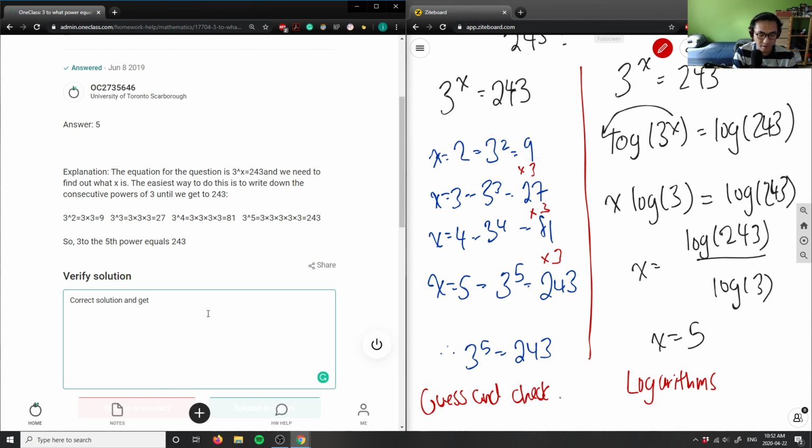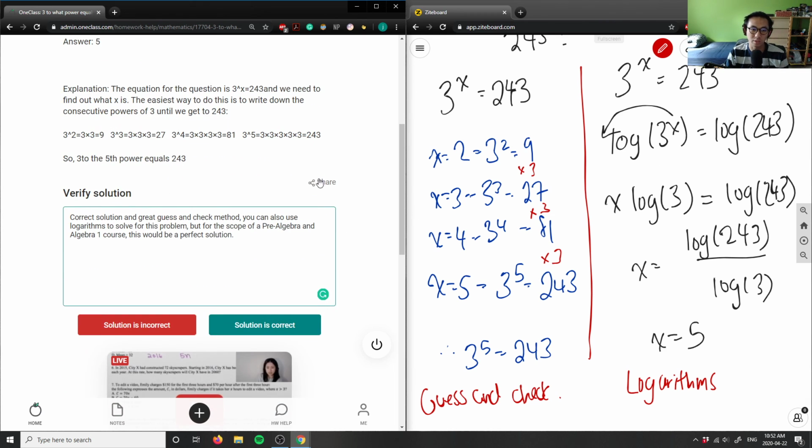And great guess and check method. You can also use logarithms to solve for this problem, but for the scope of a pre-algebra and algebra 1 course, this would be a perfect solution. Because again, as a grade 9 or grade 8 student, you would not know how to use a logarithm. So this solution here is correct. That's going to take me to the end of my video for today.